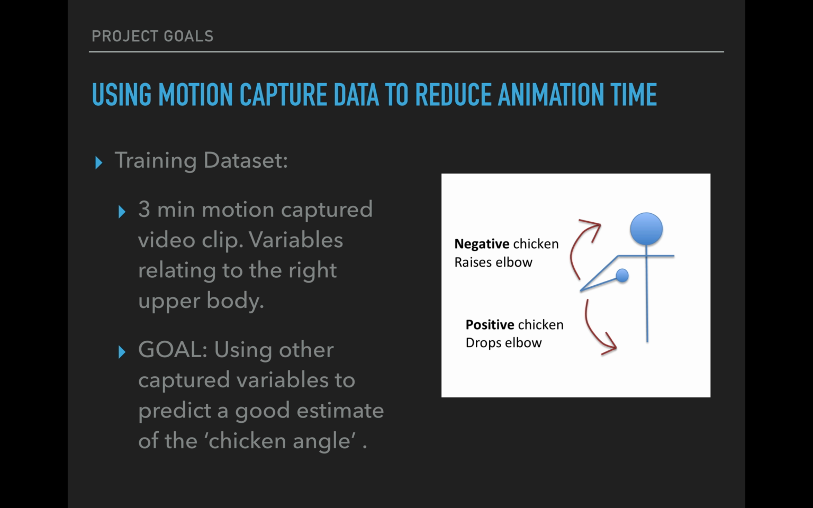Now, the goal is to use the captured variables such as wrist distance or wrist angle so that I can predict a good estimate of the chicken angle, which currently is a parameter that the animator selects. Therefore, if I can predict it, I can reduce some of the time and cost it takes to animate.